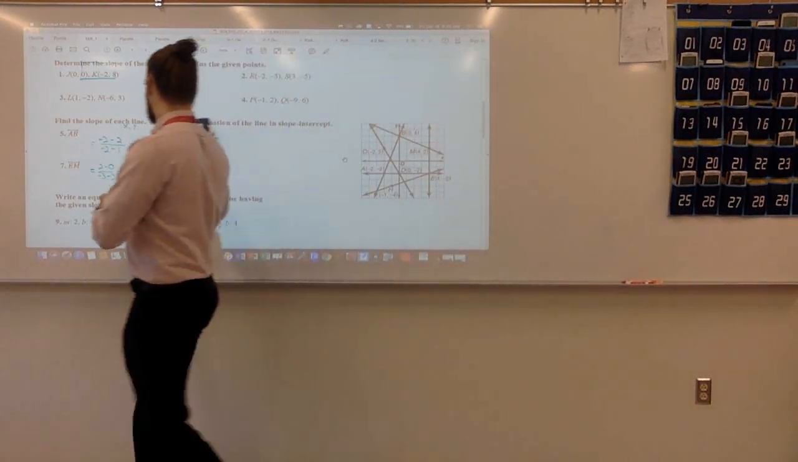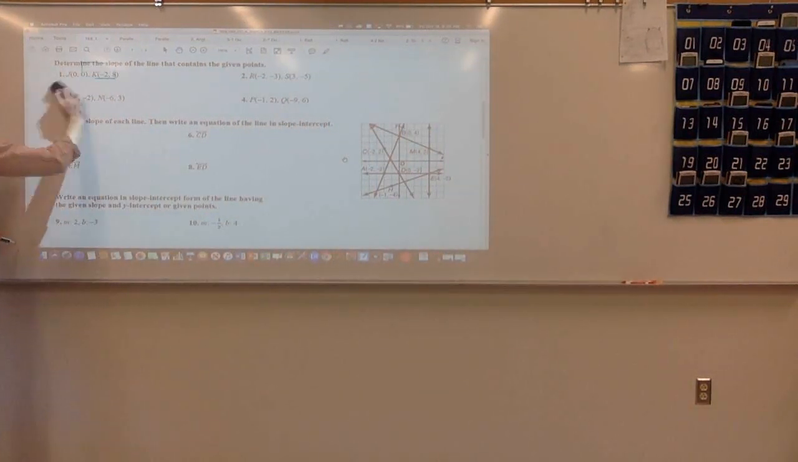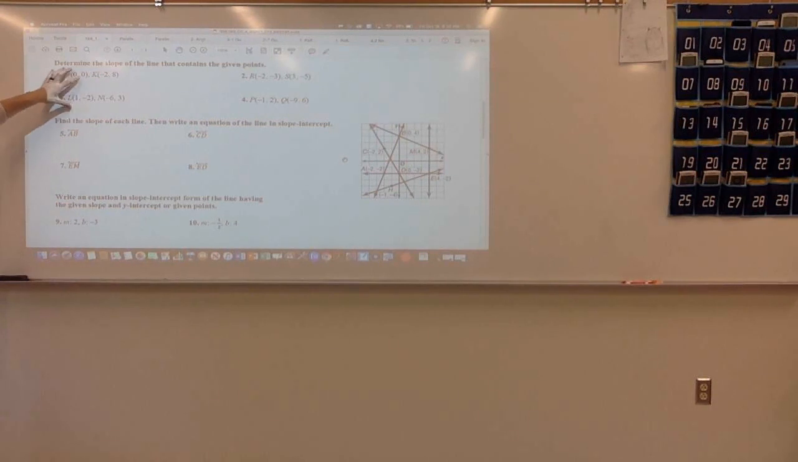Okay, so yeah, let's just take a couple of minutes here, and you guys find the slopes up here. And remember our slope formula: y2 minus y1 over x2 minus x1. I should also mention, we always want to reduce our final answer as far as possible, right? So we'll get a fraction, and we want to make sure that it's in lowest terms.